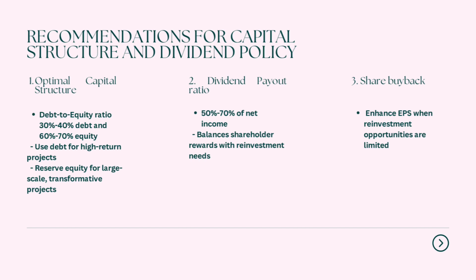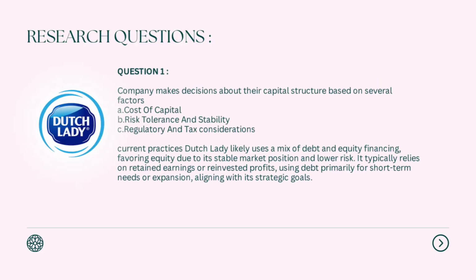Okay, so for dividends, we propose a payout ratio of 50% to 70% of net income to reward shareholders while retaining funds for reinvestment. A progressive dividend policy linked to profit growth will enhance shareholder confidence. And also, in the case of excess cash, a share buyback program can boost earnings per share and reflect financial strength.